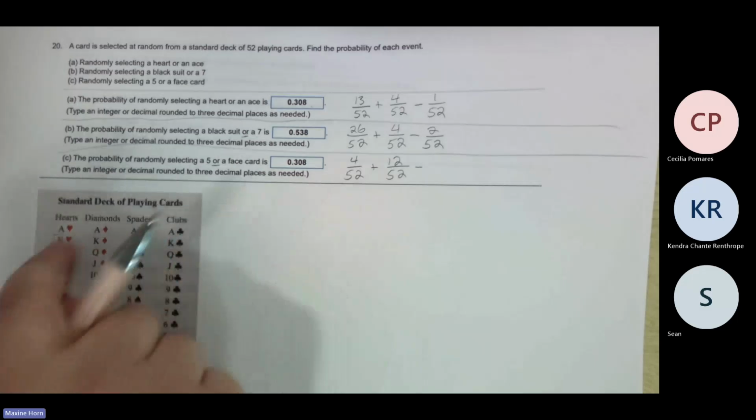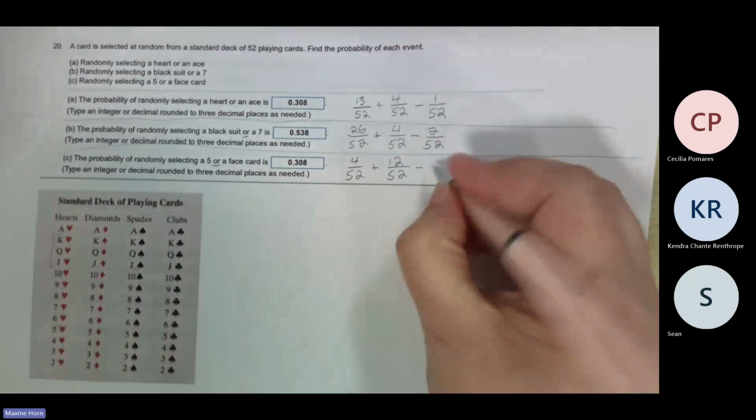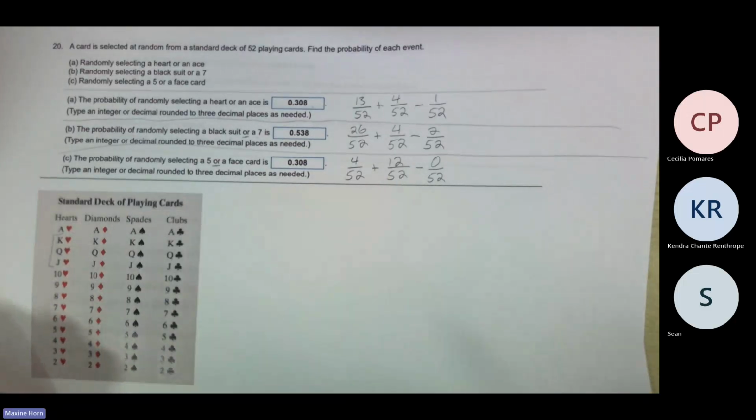Well, face cards don't overlap at all with 5s. So if you wanted to, you could actually write out minus 0 over 52, but you probably wouldn't do that if you were on a test. Right? Okay, we're getting to the end. We're going to get through all these questions.